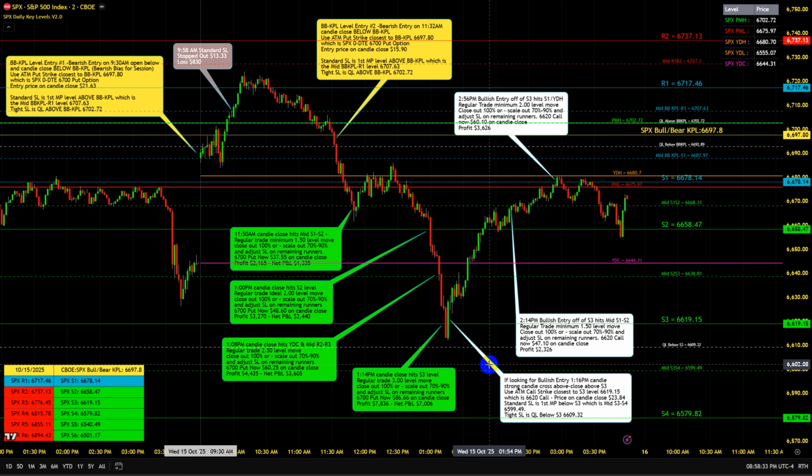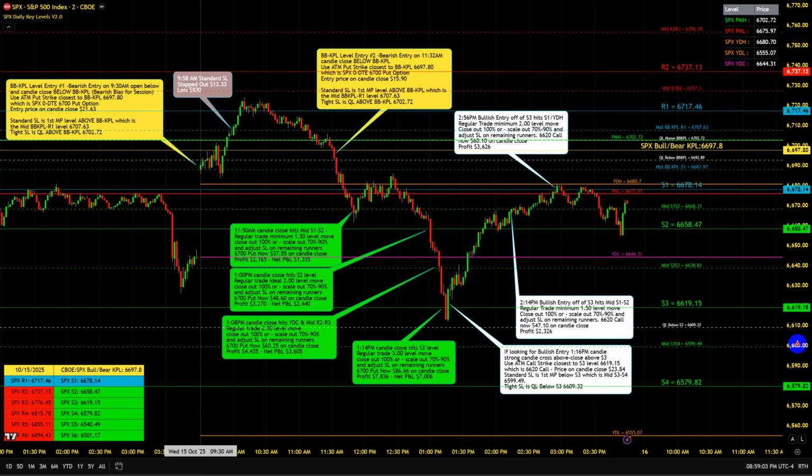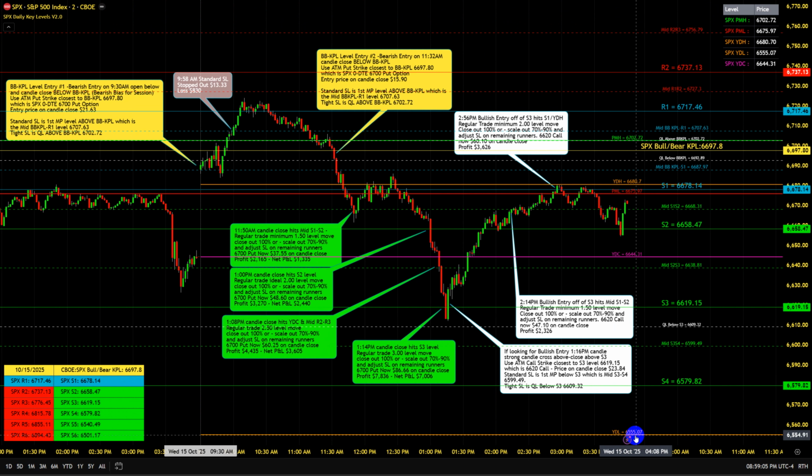Okay. So right here, in most cases, when it reaches the S3 level, we've had a 3-level move. You could continue to adjust your stop loss if you're still in this trade and you haven't closed out your remaining runners to see if it's going to go down further, and even go to mid S3, S4, S4, or as we saw earlier, even yesterday's daily low.